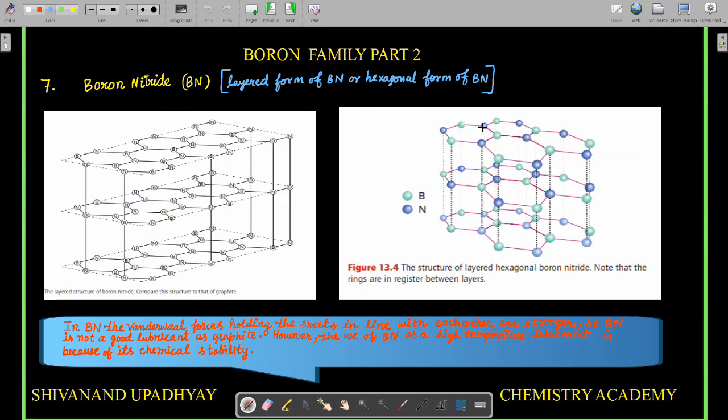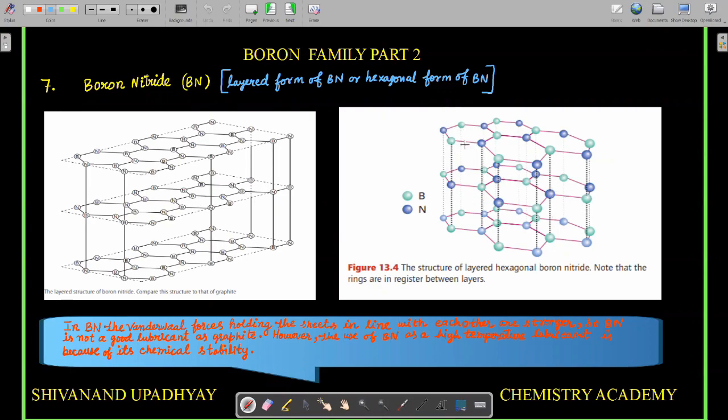Now I can see here that this nitrogen atom is attached with 3 boron atoms, right? Or this boron atom is attached with 3 nitrogen atoms. This is the thing we can see here: in graphite, 1 carbon atom is attached with 3 carbon atoms. Here, 1 boron atom is attached with 3 nitrogen atoms, or 1 nitrogen atom is attached with 3 boron atoms, right? Like this is happening here. So this is the structure. This is one layer and this is the other layer.